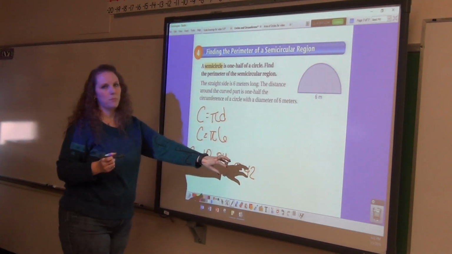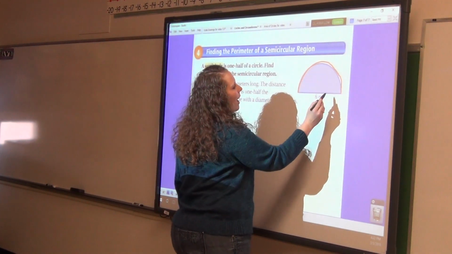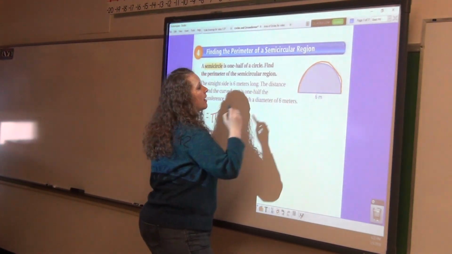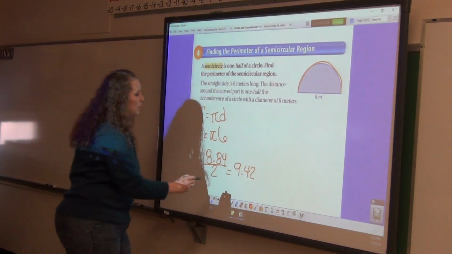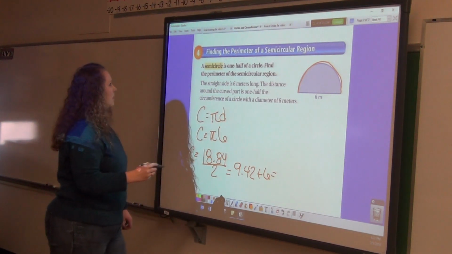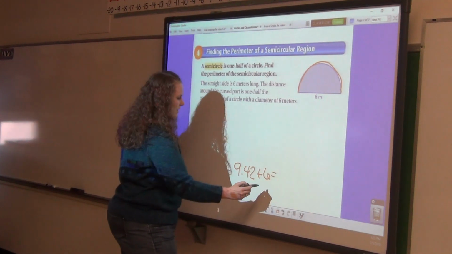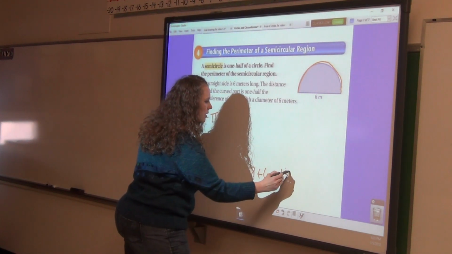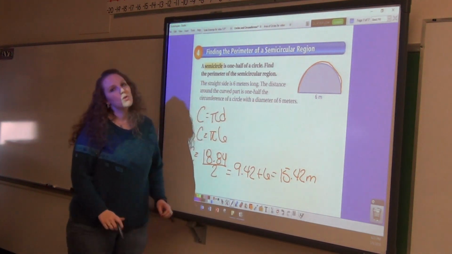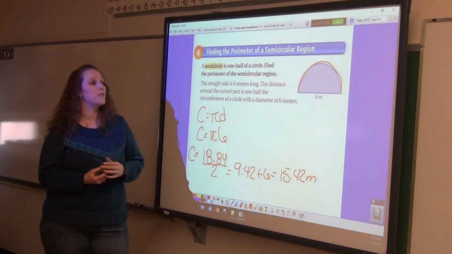This, what I have here, 9.42, is this distance from here to there. I haven't taken into account that other 6 because when I do perimeter I have to do the entire outside line. So I'm going to add 6 to that and I am going to get my perimeter as 15.42 meters. So be sure when you are doing semicircles that you take into account that you have to do half of the circumference.